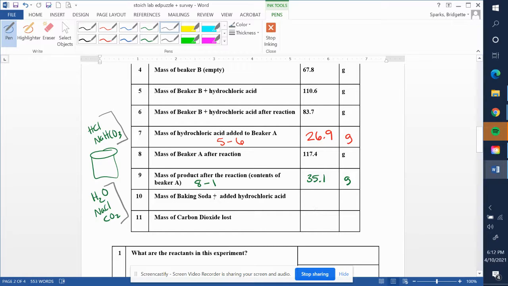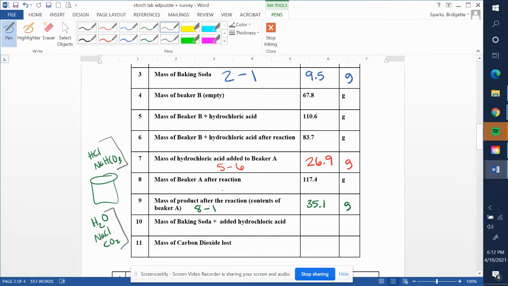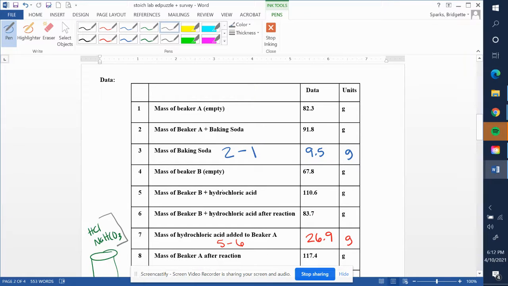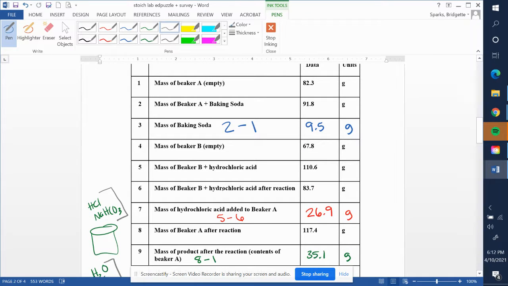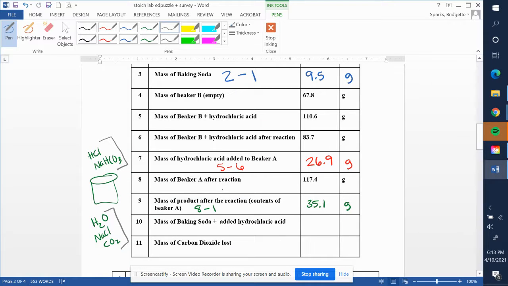And so we look at the mass of our baking soda. Think about what line represents the mass of the baking soda. And we're going to add to that the mass of the hydrochloric acid that reacted, right? And that will give us the mass of them together. And so in this case, that's basically line item 3 plus line item 7.